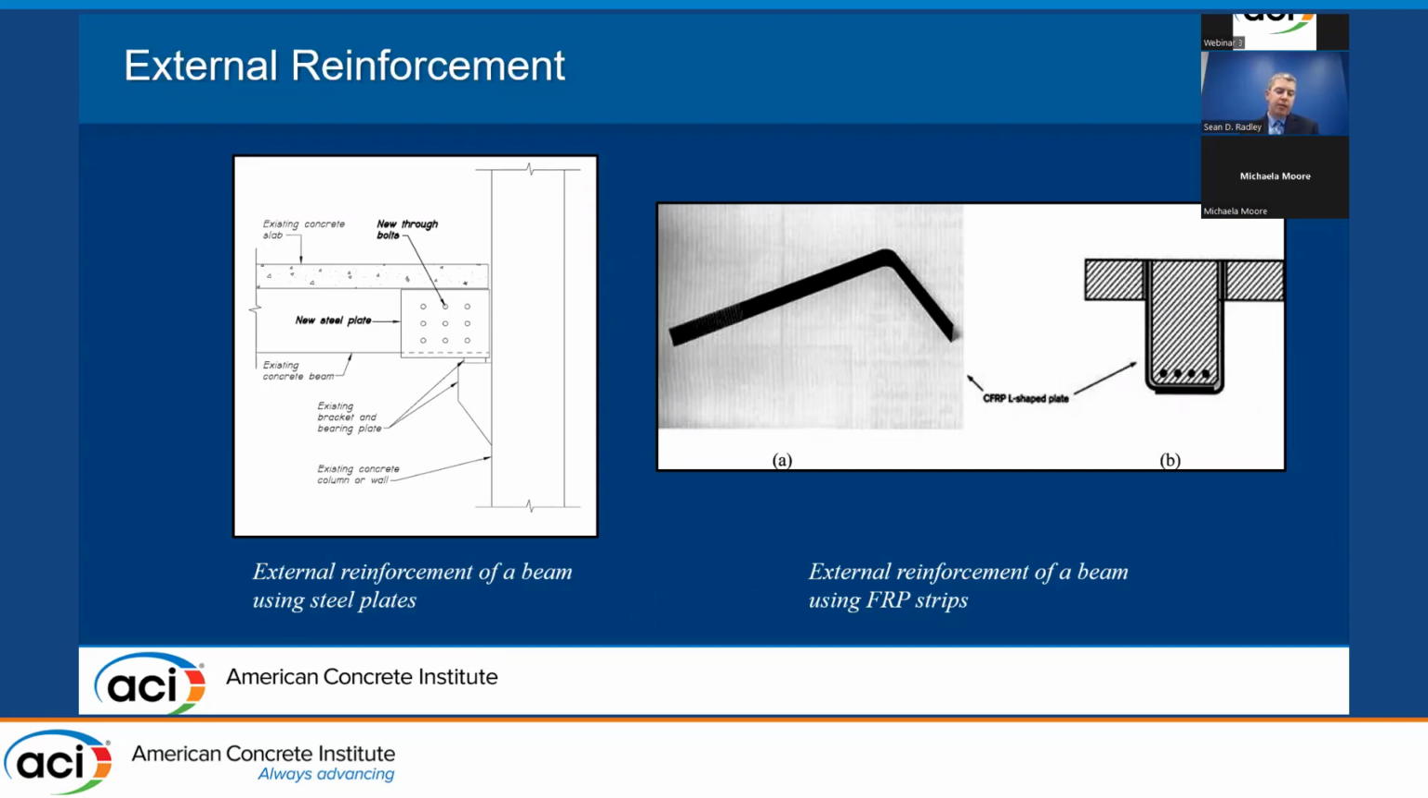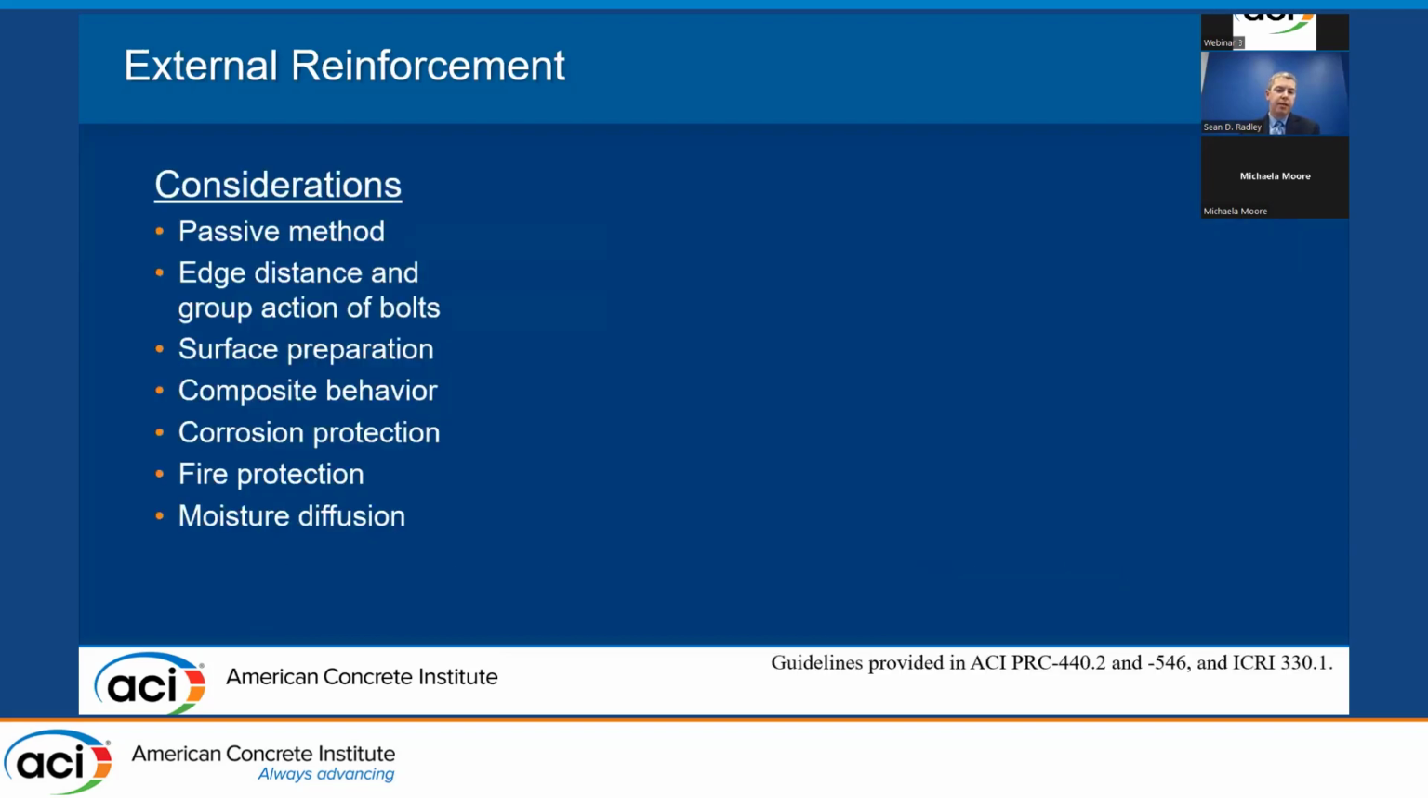In the image on the left, you can see a new series of steel plates installed at the web of a beam that are through bolted to the beam. And in the image on the right, you can see some similar CFRP strips. Again, this is a passive method. If mechanical fastening is employed, you need to consider edge distance and group action of the bolts. Surface preparation and composite behavior are also important considerations.